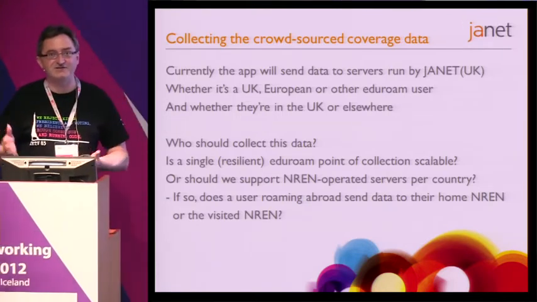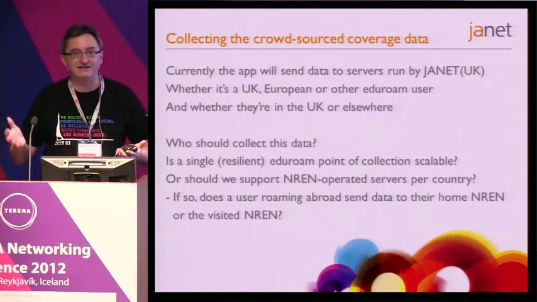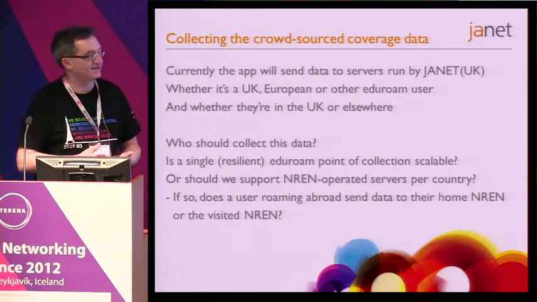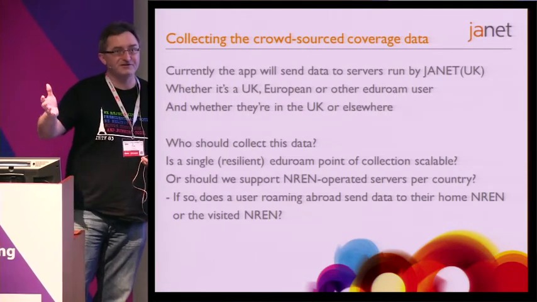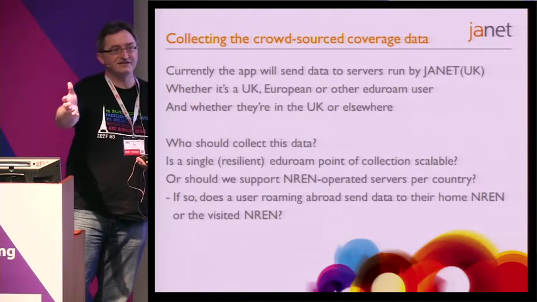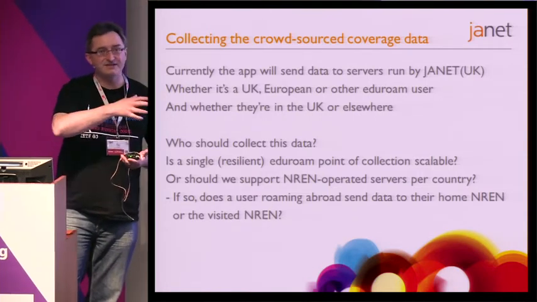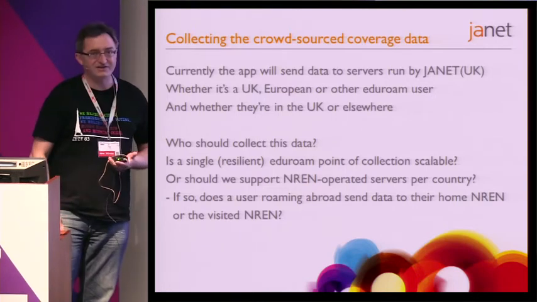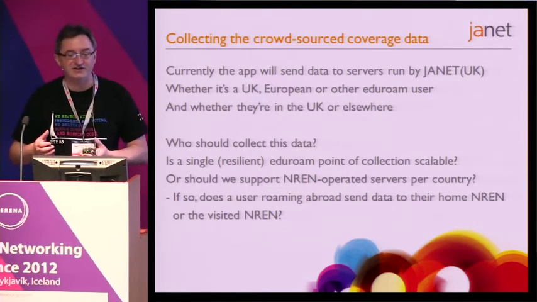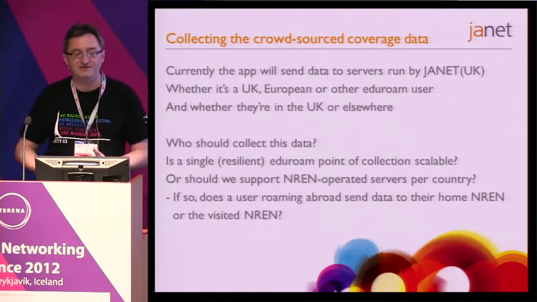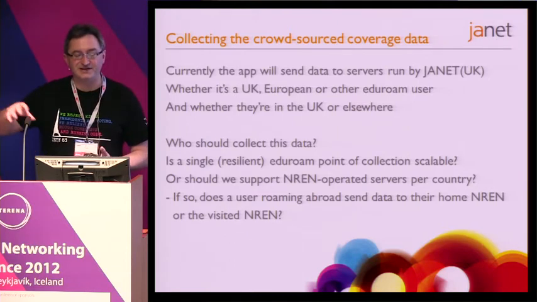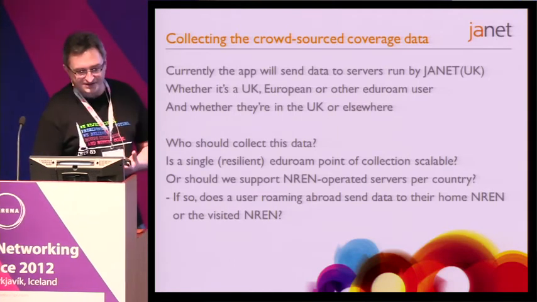Should we have each NREN run some server where they collate the data for the users from their communities? And if we do that, well, what happens if I go to Holland? Do I contribute my points to the Dutch server, or should I send them back to my own Janet HQ? So I think there's an interesting question here. Once we start getting thousands of users contributing this information, where do they contribute it to? Is it a distributed model we want, or is there going to be some single service that the eduroam community have supported somehow? So that's the first question.